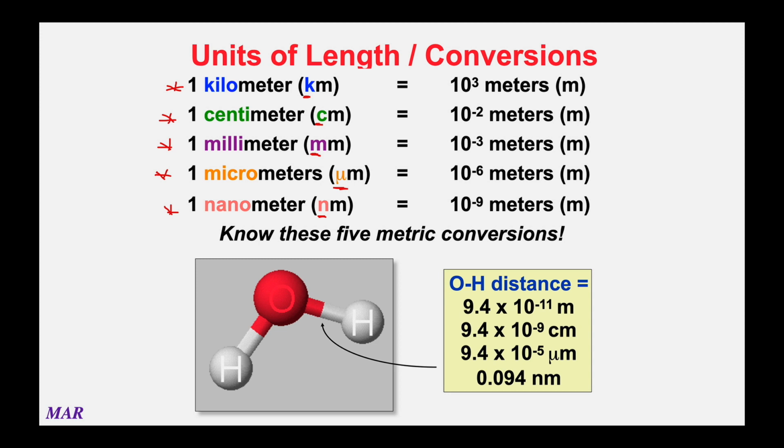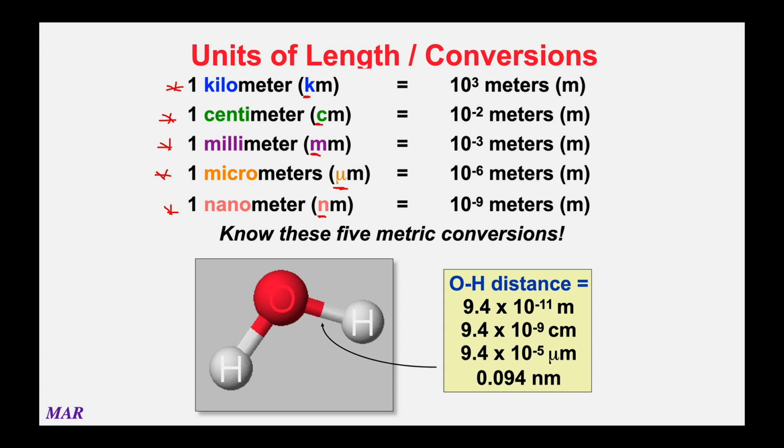Here's an example of the utility of this stuff. The distance between the oxygen and hydrogen in water is about 9.4 times 10 to the minus 11th meters, and that's a really small distance. If we were to talk about that in centimeters, which people do in their day-to-day world, it's 9.4 times 10 to the minus 9, and that's better, but still a little awkward. In biology, a lot of the stuff is around the micrometer. And if you convert that meters into micrometers, it's 9.4 times 10 to the minus 5.